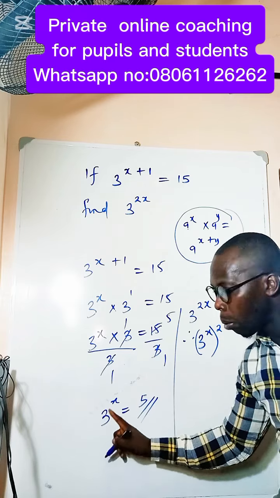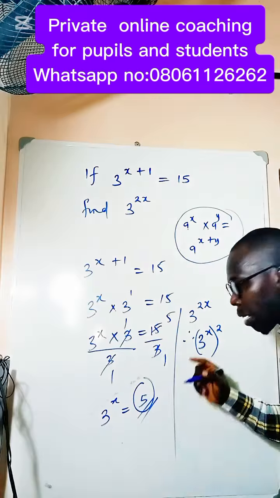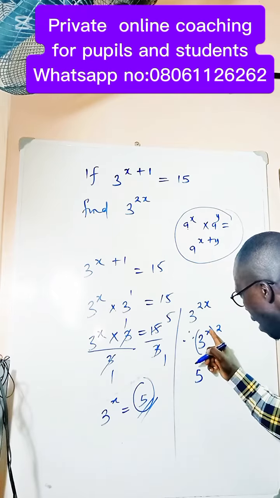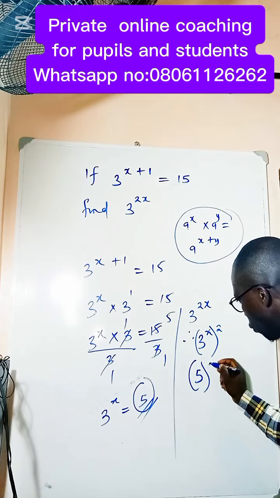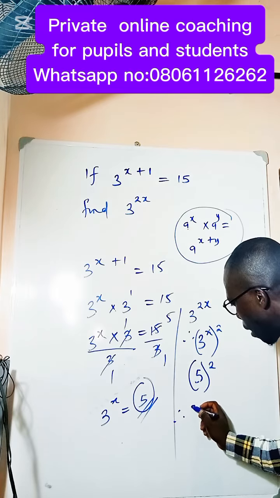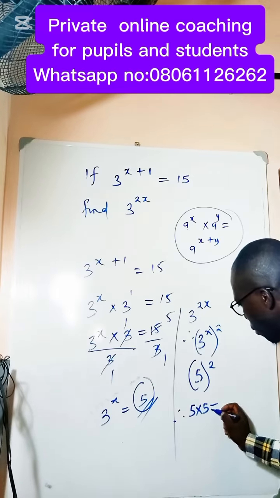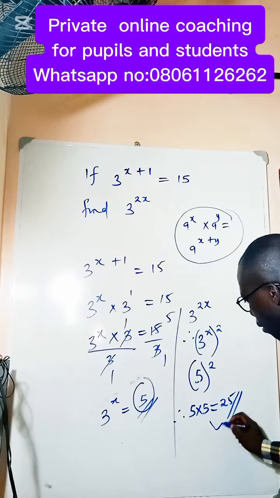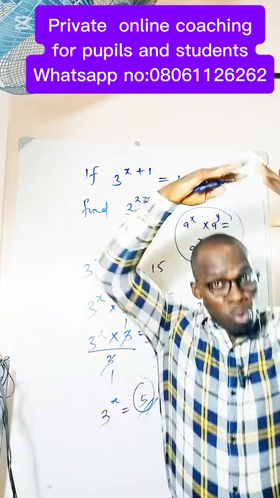So what is 3 to the power of x? 5. Plug it inside here. So 3 to the power of x squared is equal to 5 to the power of 2. So therefore the answer becomes 5 to the power of 2, which gives you 5 times 5, which is 25. And that's the answer. Wow!